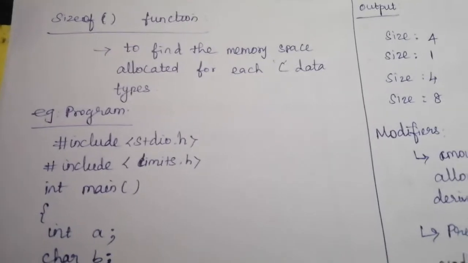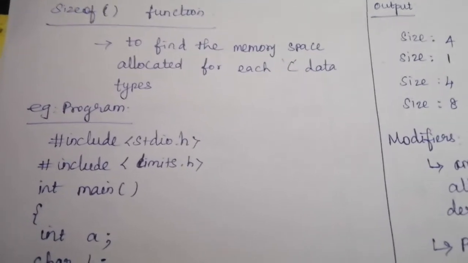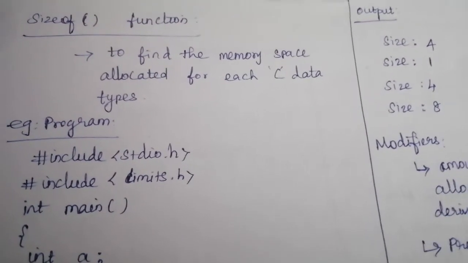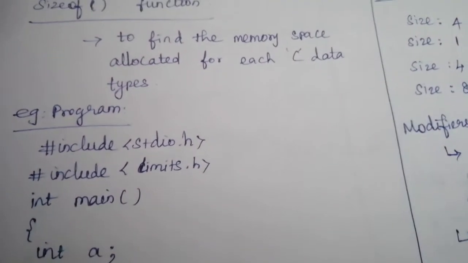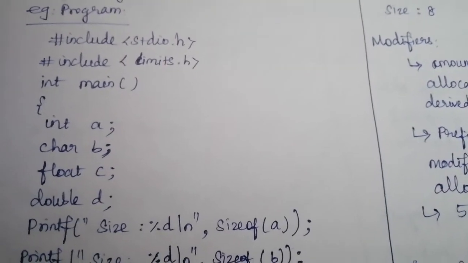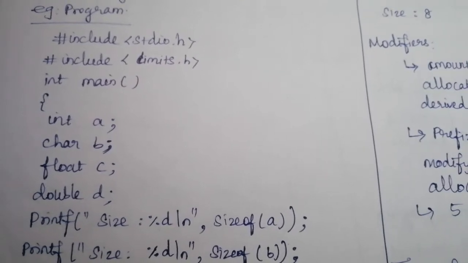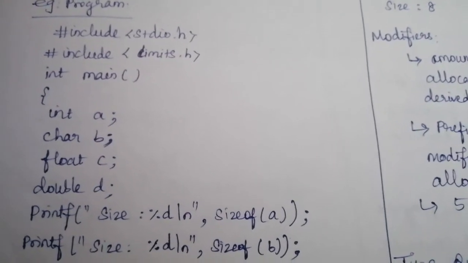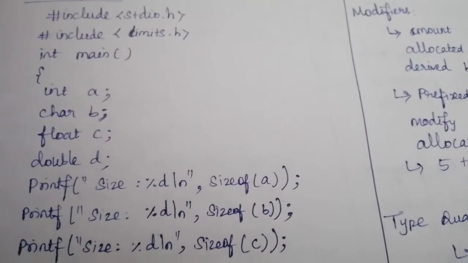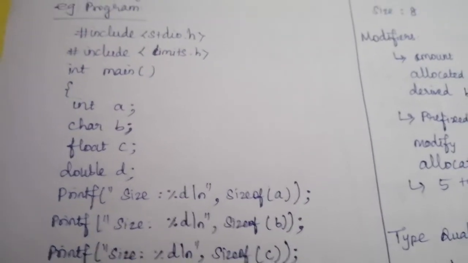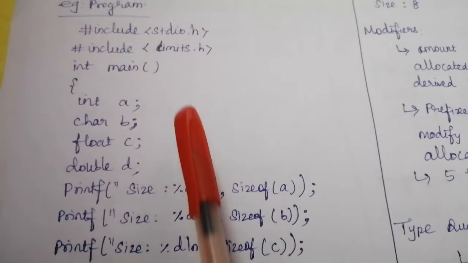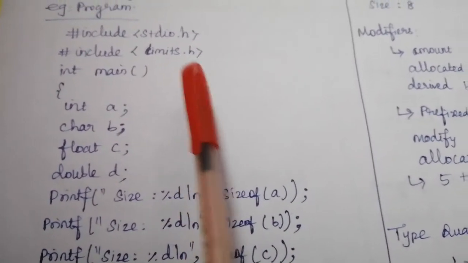Next we are going to discuss the sizeof function. This is a built-in function available in the C compiler, which is used to find the memory size allocated for each data type in C programming. Consider this program. Here we have included the system library files like stdio.h and limits.h. The limits.h system library file supports operations like sizeof. That's why we included the limits.h header file in this program.